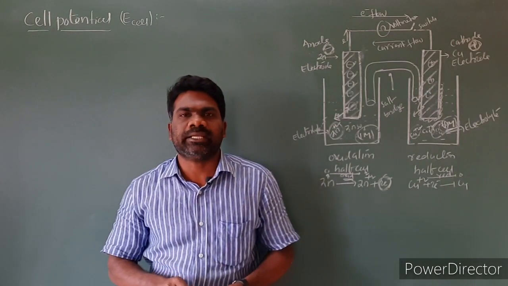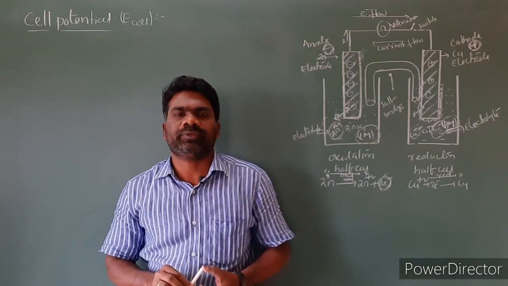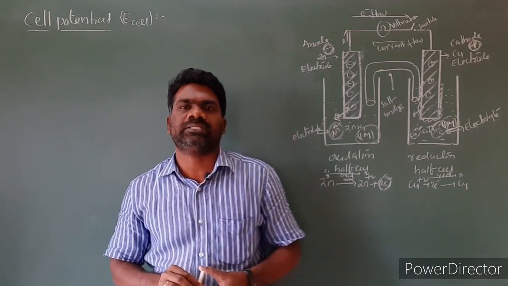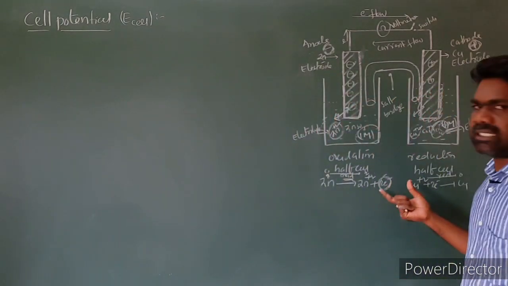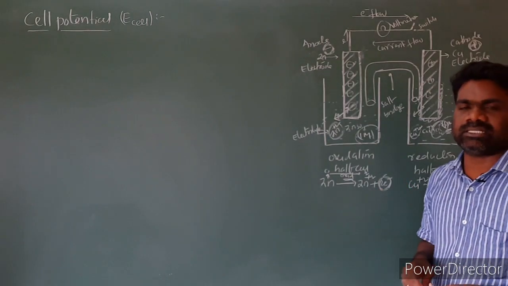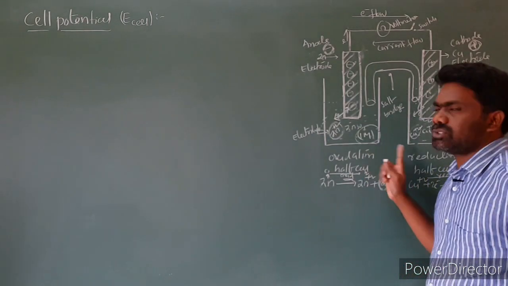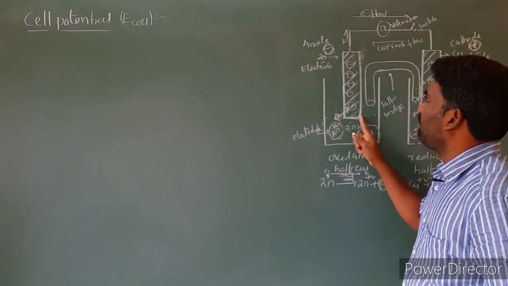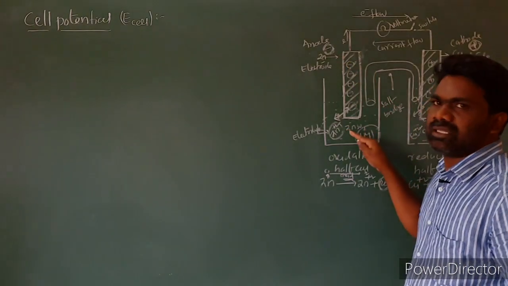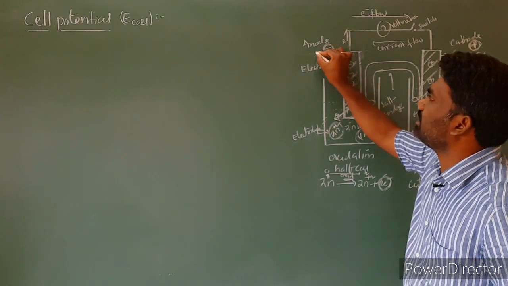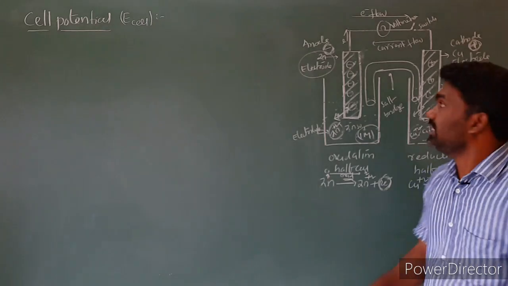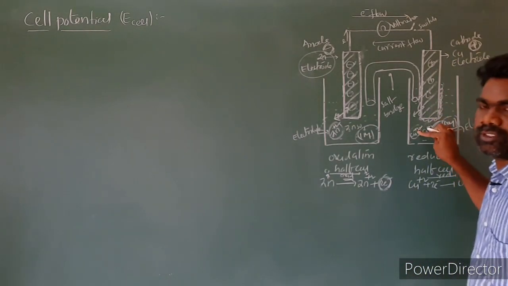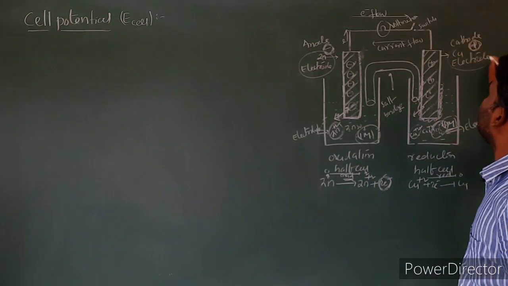Next topic is cell potential. The cell potential is defined as the potential difference developed between two electrodes of a galvanic cell. This is a Daniell cell, an example of a galvanic cell. It has two half cells: one is the oxidation half cell and the second is the reduction half cell. In one half cell, a zinc rod is dipped in zinc sulfate solution, so this zinc rod is an electrode. Here a copper rod is dipped in copper sulfate solution, and this copper rod is also an electrode.